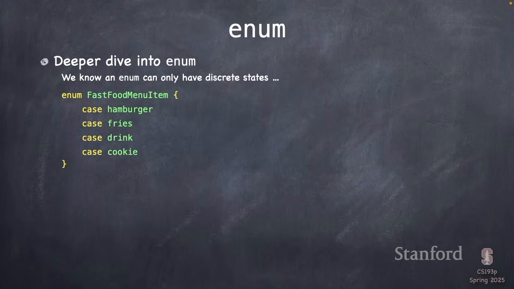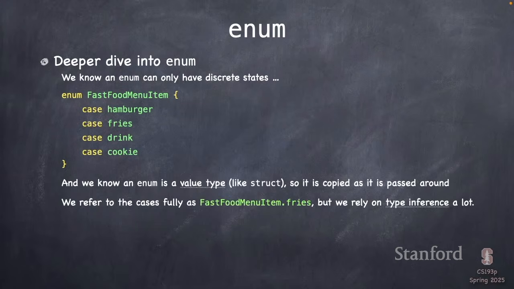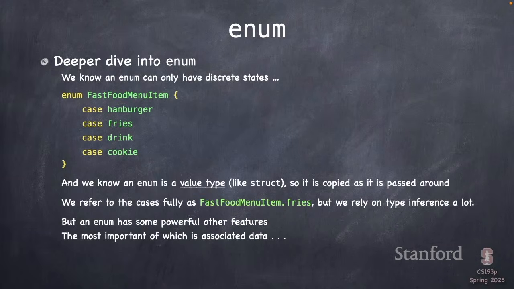We know that it's a value type. So if we said var x equals some other enum, we would be copying it. So now we'd have two different copies of it. We refer to each case as the name of the type dot the thing, like Match.exact or FastFoodMenuItem.fries. But we rely on type inference a lot. So we often don't type this FastFoodMenuItem part. We just say .fries if we can. But an enum has a lot of really powerful features, and the most important powerful feature is associated data.